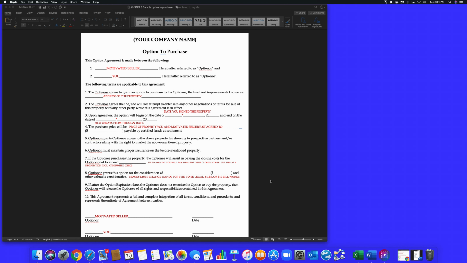Number 8, the optionor grants this option for the consideration of... 99.9999% of the time, I put $1 there. I have signed $1.6, $1.8 million properties on an option to purchase agreement for $1. You have a $10 bill in your pocket, sign it for $10. I don't care. I have some investors that put $100. You got that kind of money to throw away, put it on there. I'm fine with it. I put $1 on there.